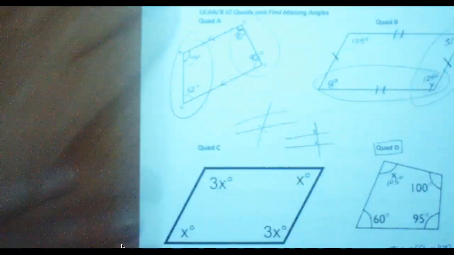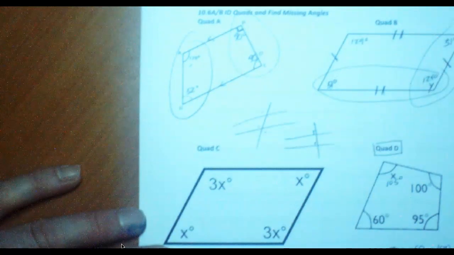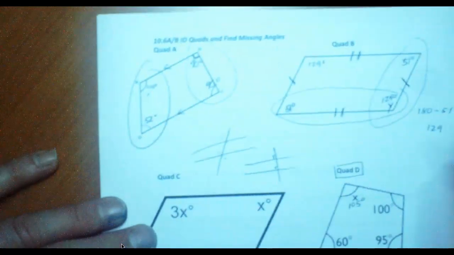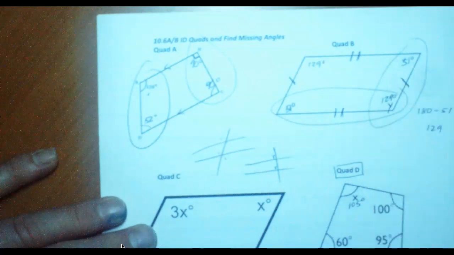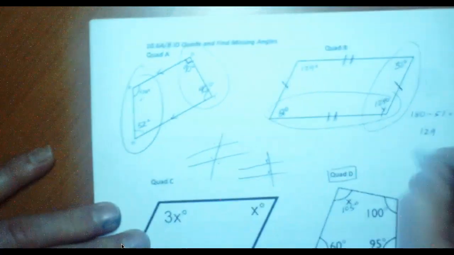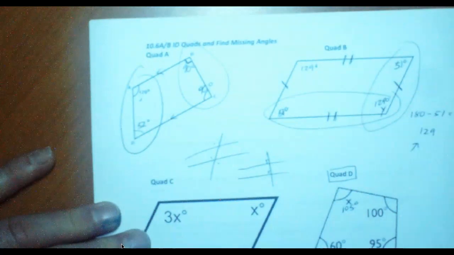Okay, what is the measure of angle Y in quad B? Well, we already kind of figured that out, that has to be 129 degrees, because this one is 51, and we already did the work right here. So this is 129 degrees.